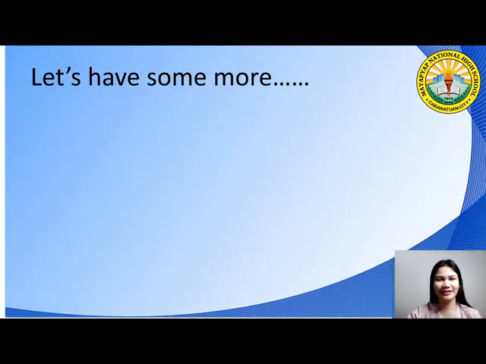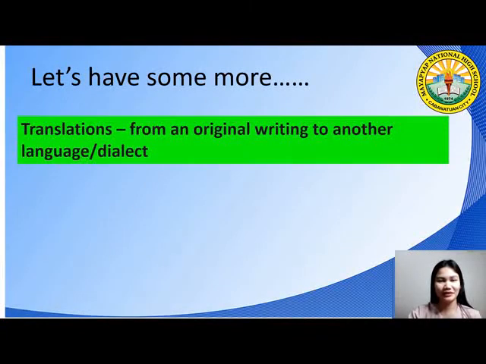To further understand these forms of academic writing, let's define each of them. Translations. This is writing from an original writing to another language or dialect. Example, if I'm going to write a documentary report on the culture of the Ilocanos for the Ilocano community, then I am going to write a report using the dialect of the Ilocanos. That's translation.